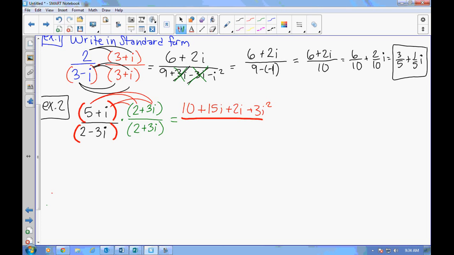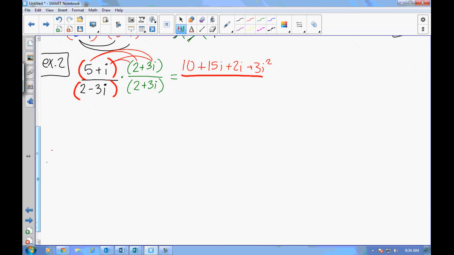In the denominator, Chris Rowan, what did you get in the denominator? Minus, because negative 3i times positive 3i is minus 9i squared, because negative 3 times 3 is negative 9, and i times i is i squared. Okay, do we have any cancellations? Yeah, right here, as expected. Those should cancel. If they're not canceling, you're doing something wrong. Okay, so the denominator becomes 4 minus 9.